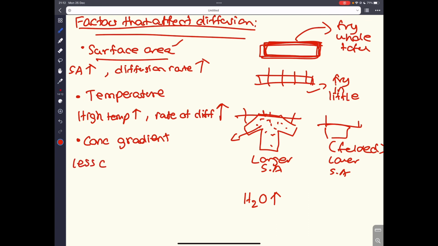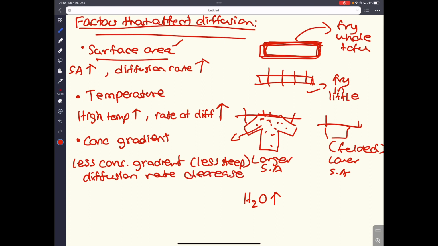And where there is less concentration gradient, basically when the gradient is less steep, we can say that the diffusion rate will also decrease. Now, on the other hand, if you were to hang your clothes on a sunny day, the clothes will dry faster. Why? Because the clothes are wet, has high water potential, and the air is very dry. It doesn't have that many water molecules, right? The air is really dry.